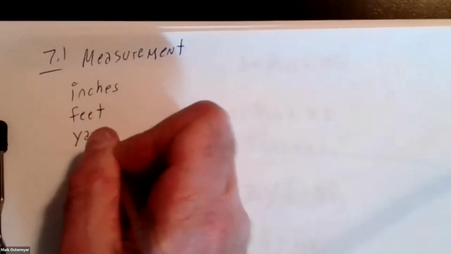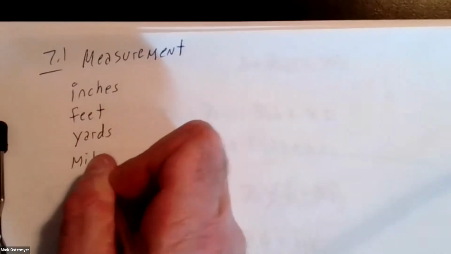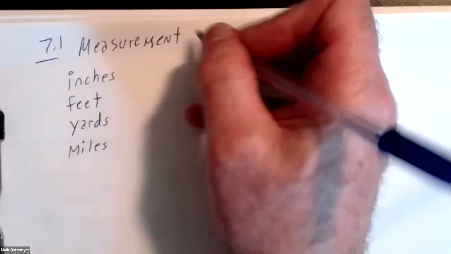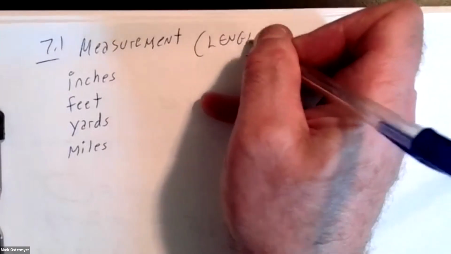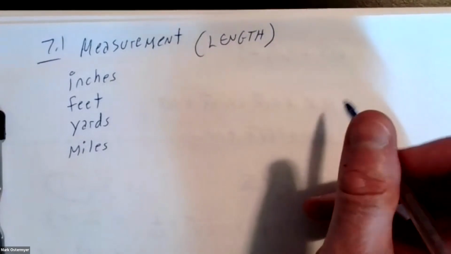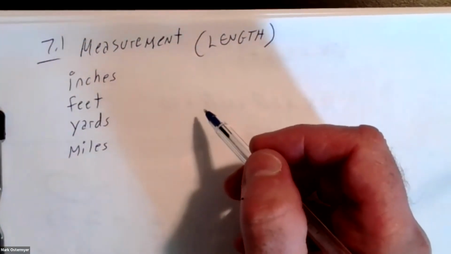Can anybody give me typical units of measurement we use in our everyday lives? Inches. Inches and feet. Yards. Miles. Do you agree? Are all typical units of what measurement? As far as length is concerned, we're only going to consider length today, not volume or weight. Okay, these are typical English units, ladies and gentlemen.